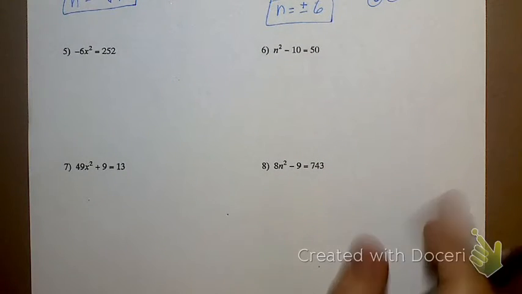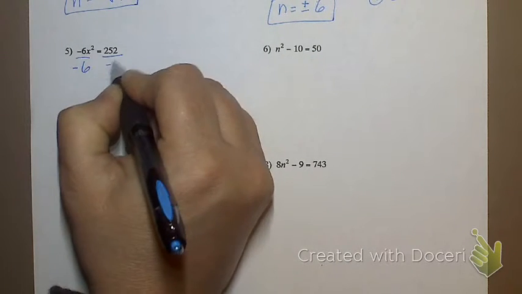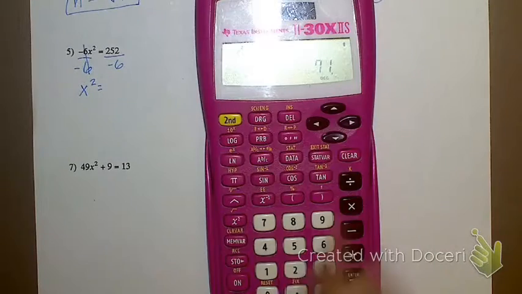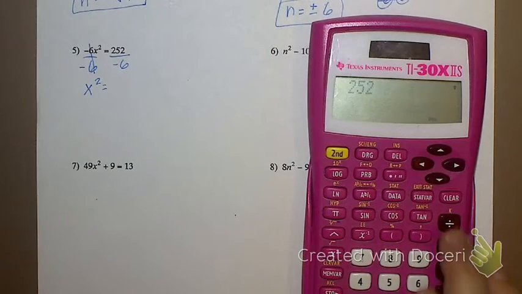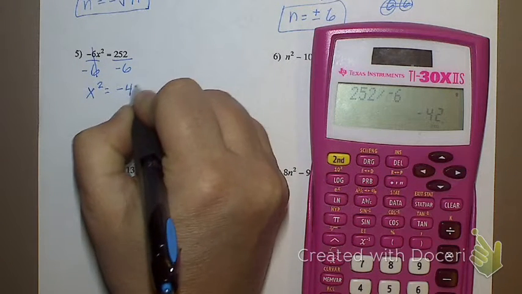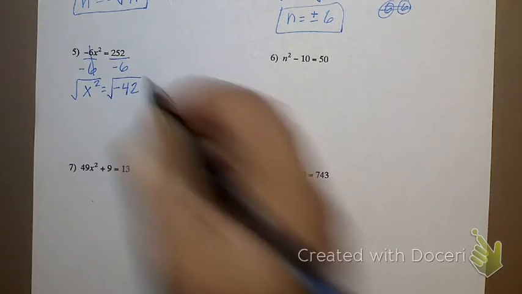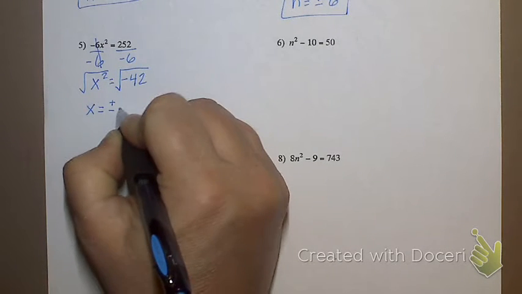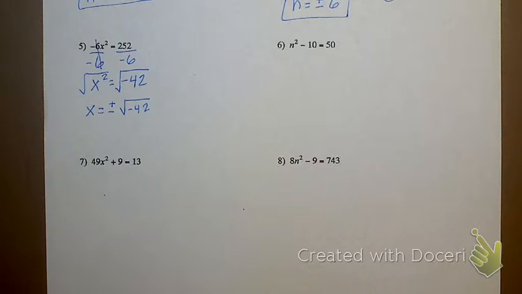All right, number 5. What should I do first? Divide by what? Negative 6. So, x squared equals, let's see, 252 divided by negative 6. I get negative 42. This one's a little different. I'm going to square root both sides, remembering to put plus or minus. So I have x equals plus or minus the square root of negative 42. How do I take the square root of negative 42?